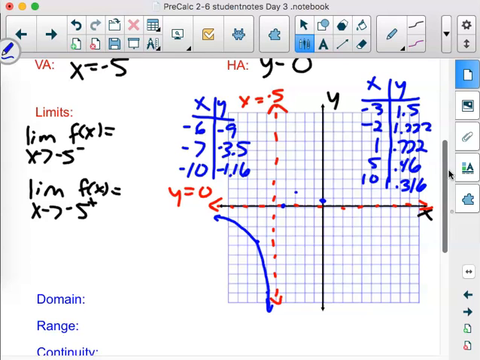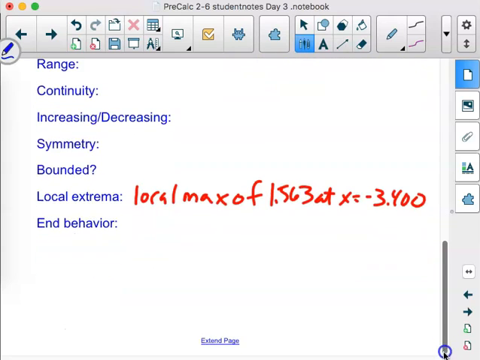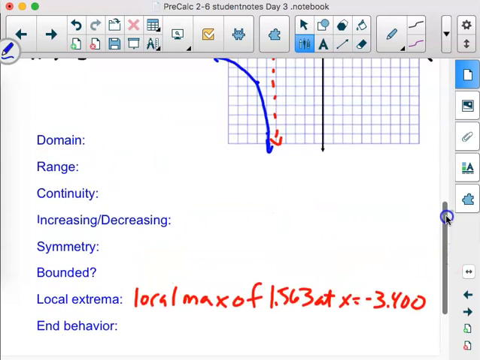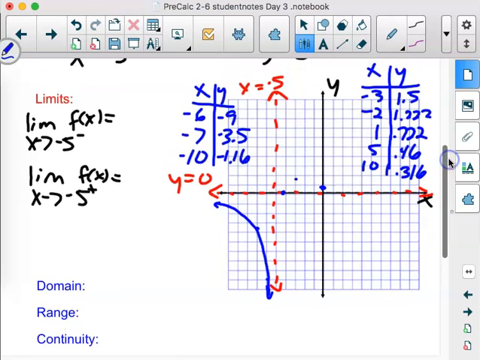But then I realized, wait a second, I found that max. I don't think that was perfectly at -3, 1.5. It was pretty close, but not perfectly. So we better try and put -3.4, 1.563 on there. It's just a teeny bit higher than what we had for -3.